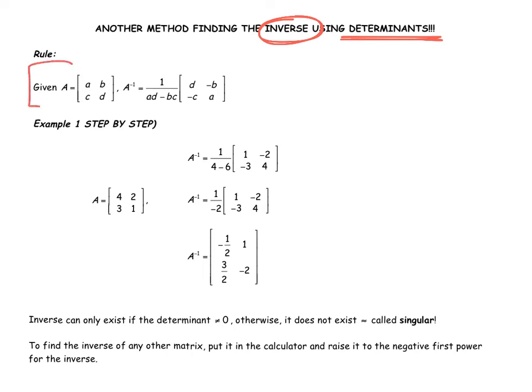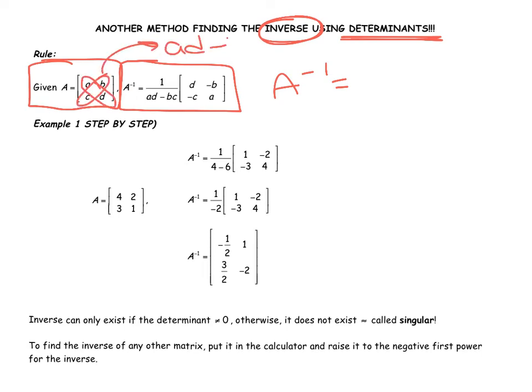So given the matrix A, this is the formula we're going to follow. The inverse of a matrix is, we take the determinant, so we have AD minus BC. That's AD minus BC. We take 1 over the determinant of the original matrix A. We switch A and D. So A and D get switched. So now we'll have D, A.